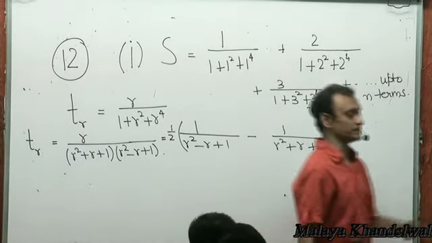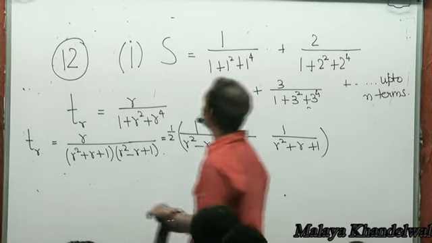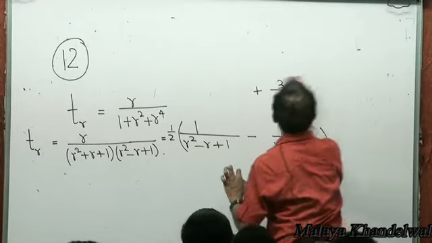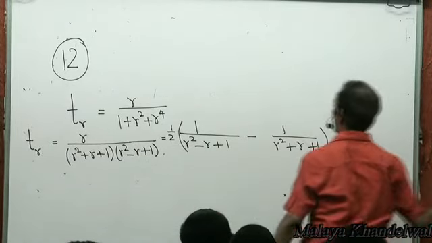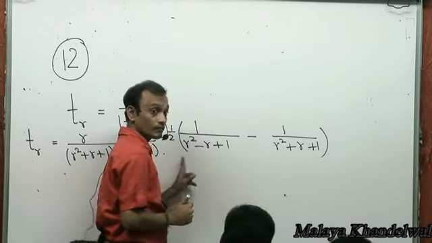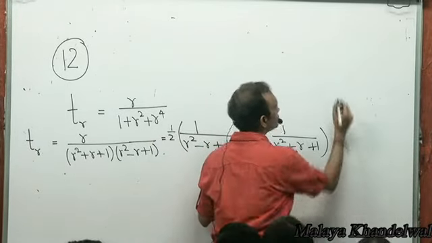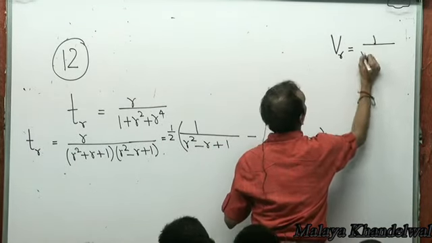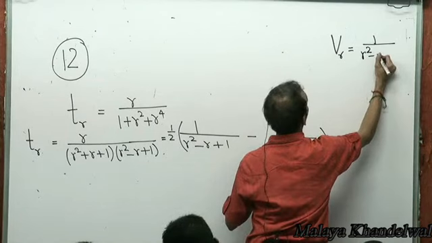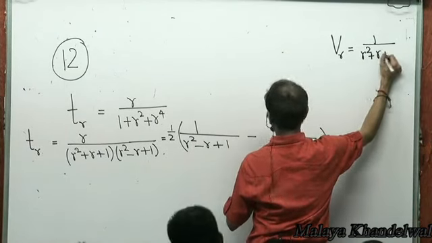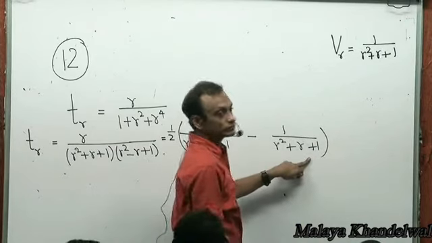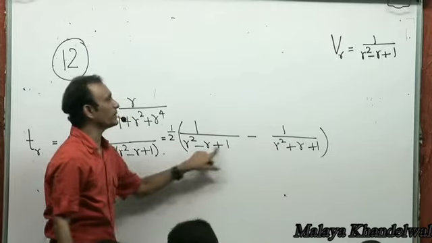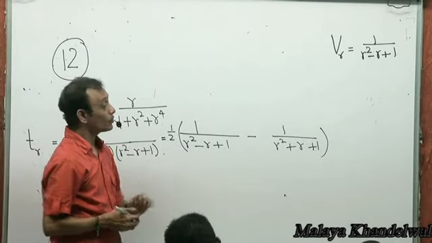And not only that. Do you have a remark here? Anyone? Raj? See, look at this. We have 1 by r squared minus r plus 1, for example. Suppose this is VR. What would this be?